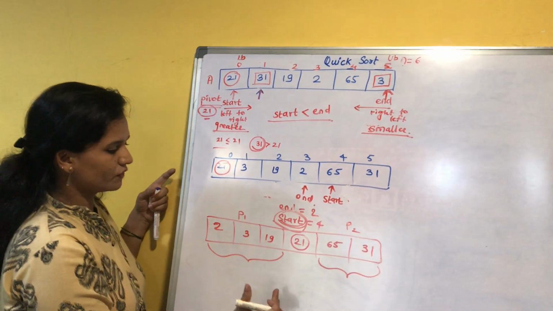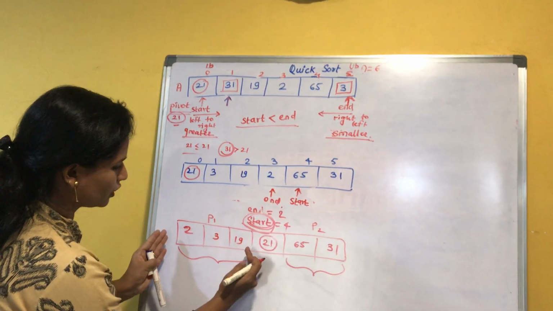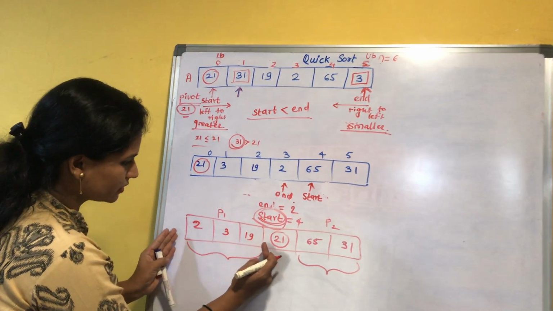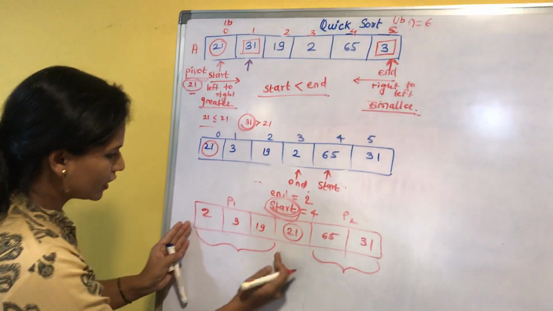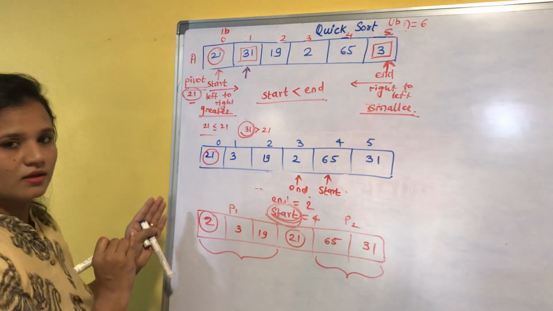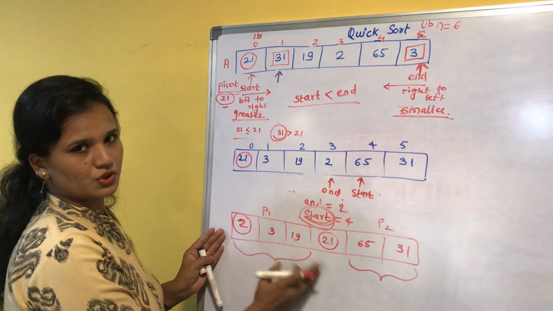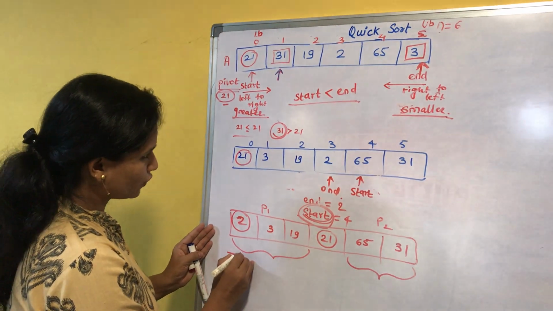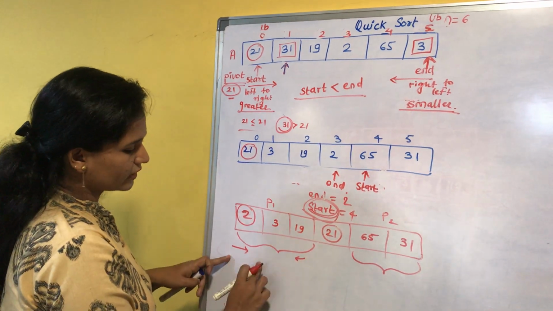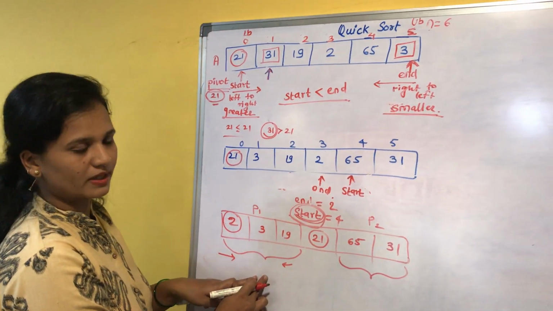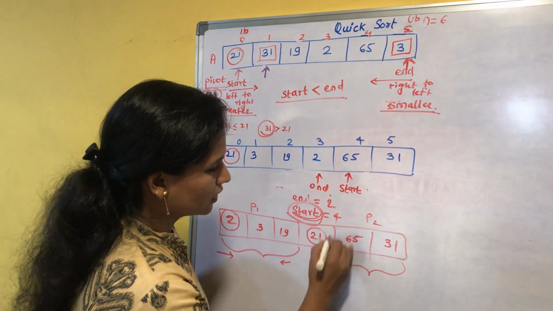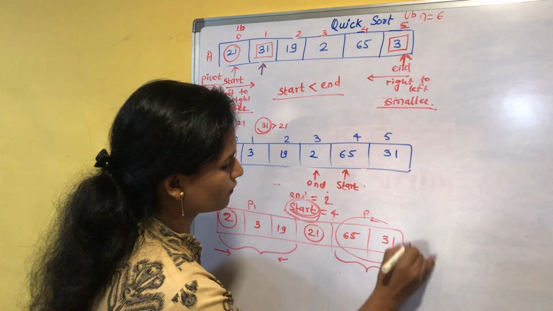Again recursively, we have to follow the same technique on this partition. Means we have to consider this as a problem. This is your array. Again you have to choose the first element as a pivot element and do the same procedure. You have to traverse from left to right, then right to left. Look for the greater element, look for the smaller element. Same technique you have to follow for this partition too.